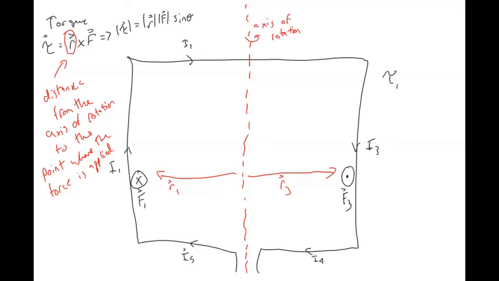So torque one equals, if we just look at the magnitude, R F sine theta. So what is the distance R? This distance is going to be half the length of one of the segments of wire, because the axis of rotation is right in the middle. So this would be L over 2. And then the force is the magnetic force that we found earlier, and the sine of 90 degrees is just 1. So the magnitude of torque 1 is L over 2 times the magnetic force. And for torque 3, we would get the same.